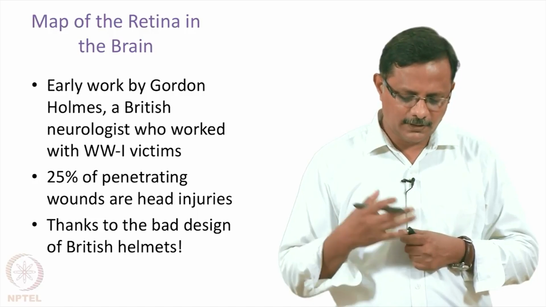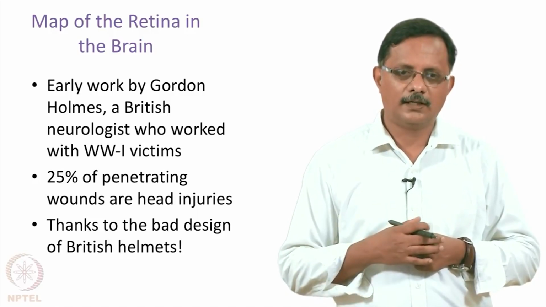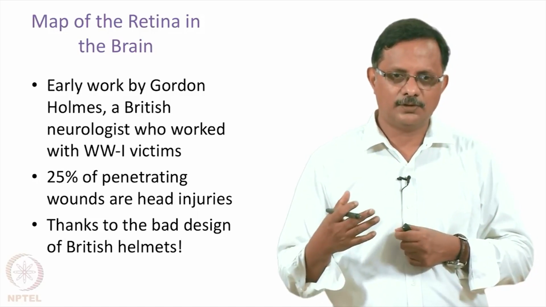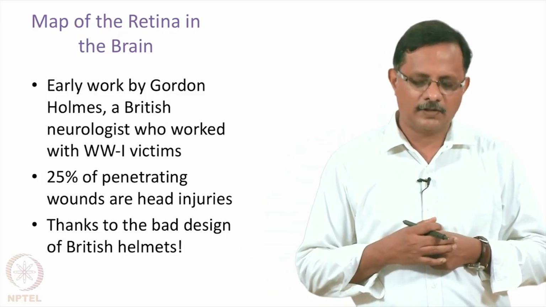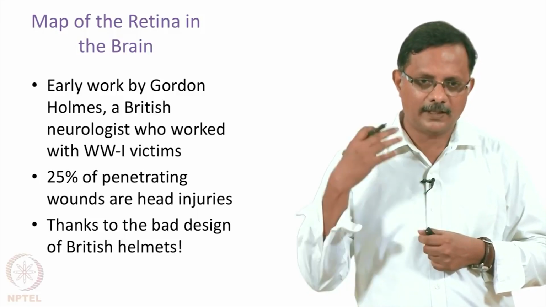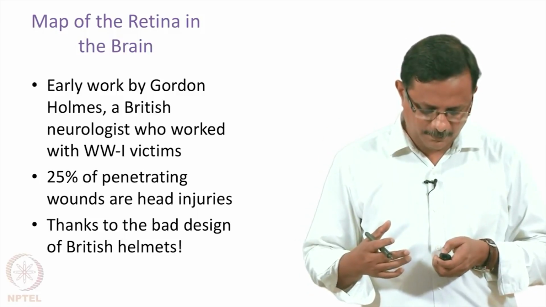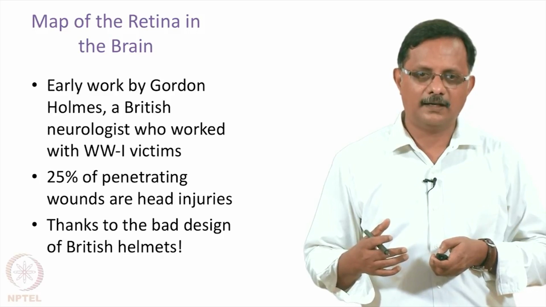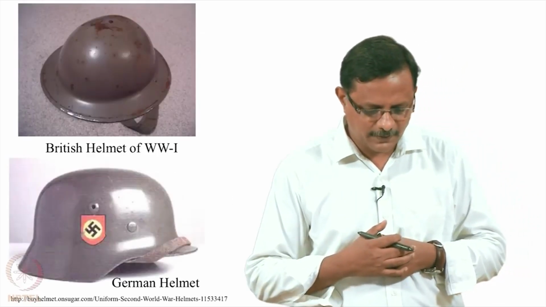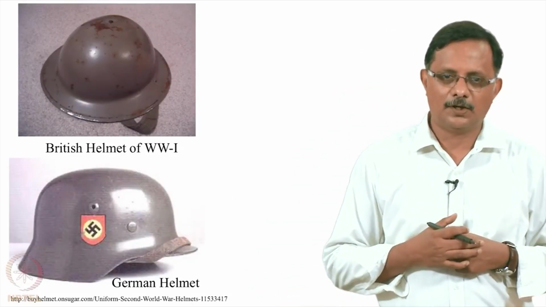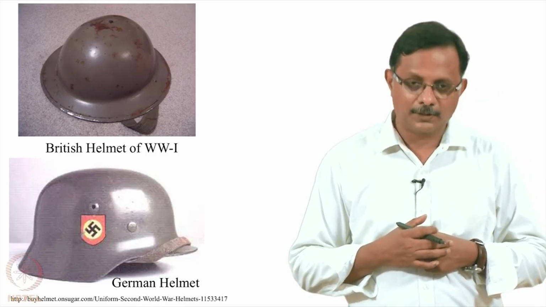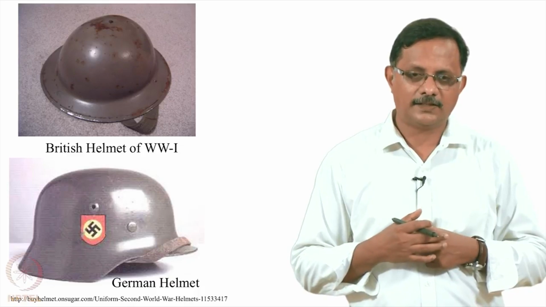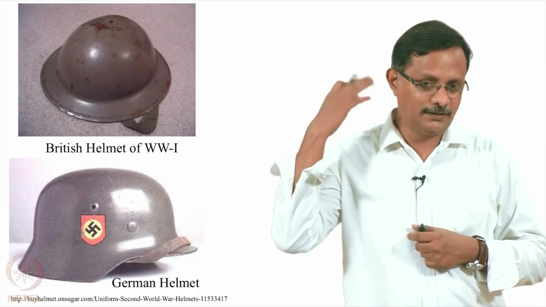So, a lot of these soldiers who were wounded in the war came back with penetrating wounds produced by the shrapnel of the war, and 25% of these wounds were head injuries, and part of the reason was the bad design of British helmets. So, in this figure you can see the British helmet on the top and the German helmet on the bottom. So, you can see very clearly that the German helmet is better designed as far as the protection it offers to the back of the head.